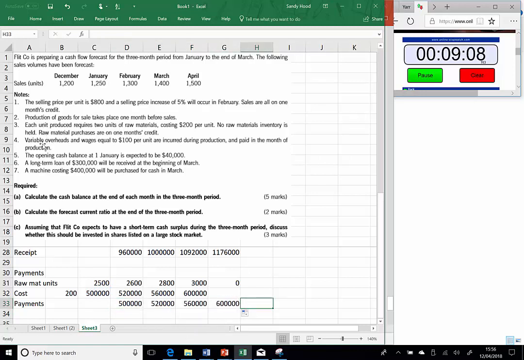What else do we know? The variable overheads and wages equal 100 per unit produced and are paid in the month of production. So this is variable overheads.